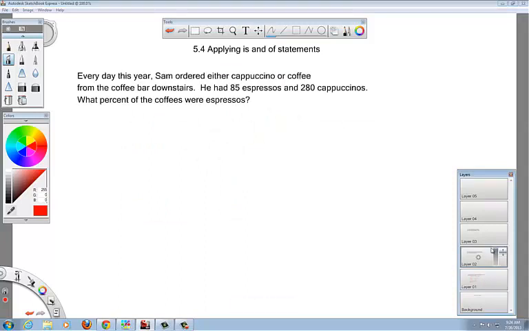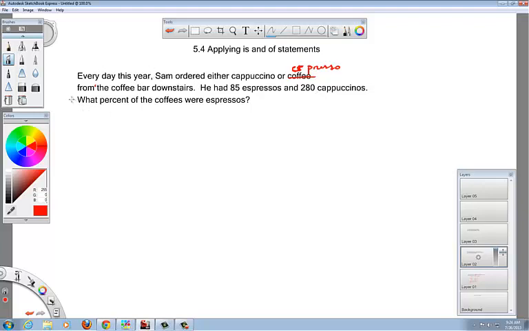We're going to do 2 more. Here's the next one. This is near and dear to my heart. Every day this year, Sam ordered either cappuccino or espresso from the coffee bar downstairs. That should actually read espresso, my fault there. He had 85 espressos and 280 cappuccinos. Now remember, that's every day this year.